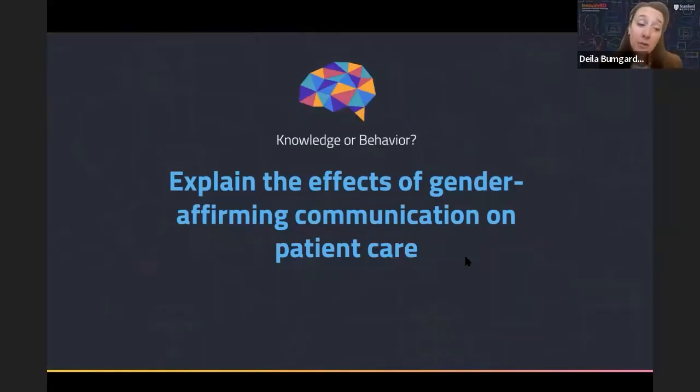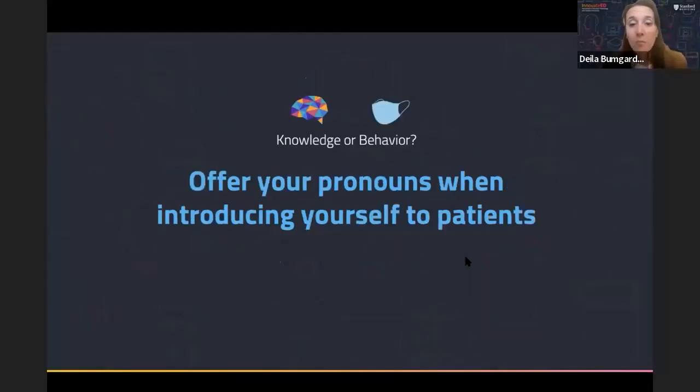While it could be argued that giving an explanation is a behavior, this does not have to be done by performance. This could be written, this could be just mental. It's not necessarily a behavior. But when you take it another step and your learning objective is to offer your pronouns when you introduce yourself to a patient, okay, this is action. This is something someone needs to do when they perform a task. So that's a behavioral learning objective.